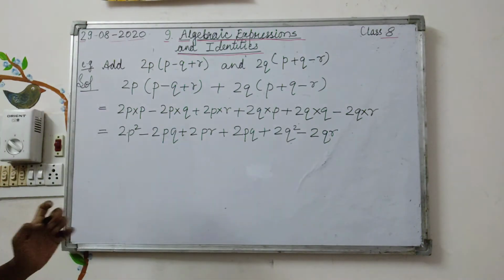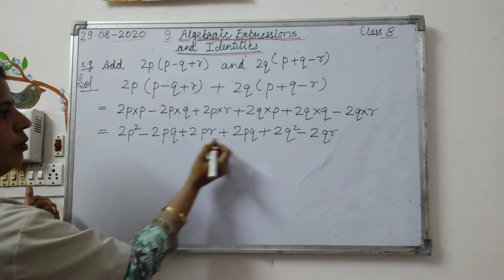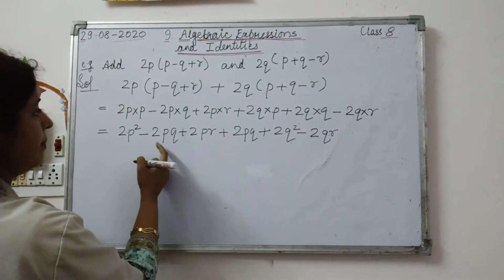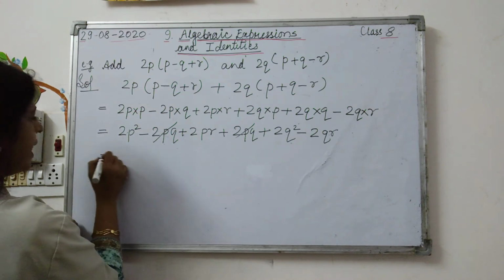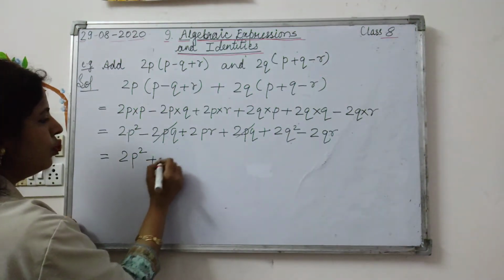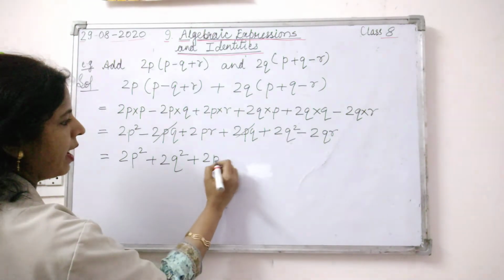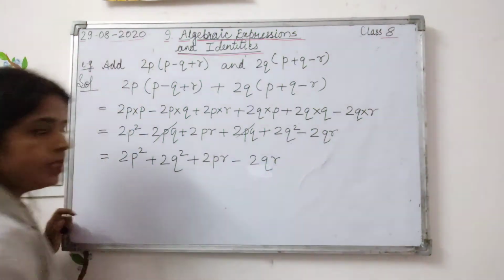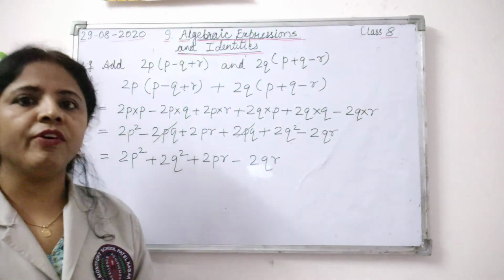Now we will try to find out which value is cancelling out. Here we can see it is pq and it is also pq, plus 2 minus 2 gives us 0 pq, that means 0. So we can cancel out these terms with the different sign. So our answer is 2p square, then we have 2q square. What is the next? 2pr minus 2qr. So this is how we will simplify and then add the values if it is given for addition.